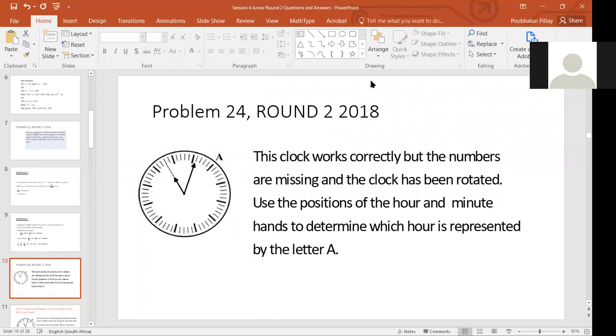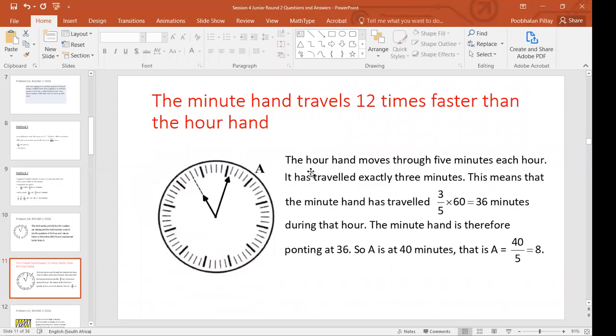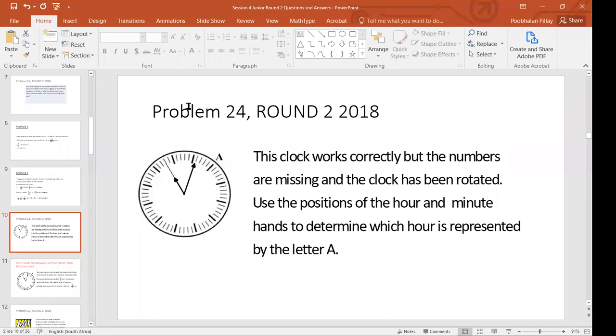Okay, so now we go on to the next problem. Problem number 24 is a clock problem. It says that this clock works correctly, but the numbers are missing.